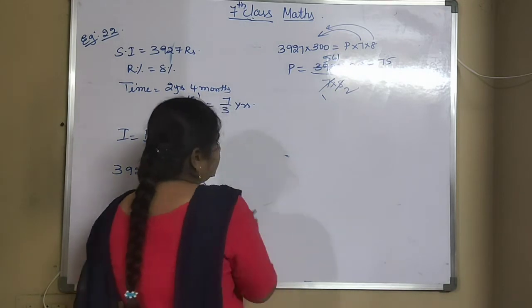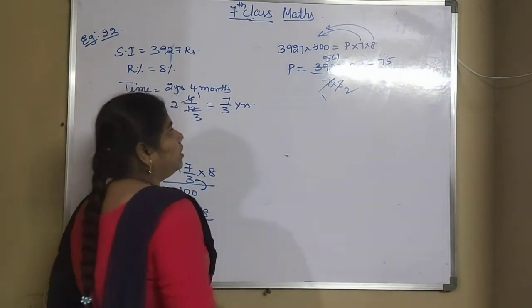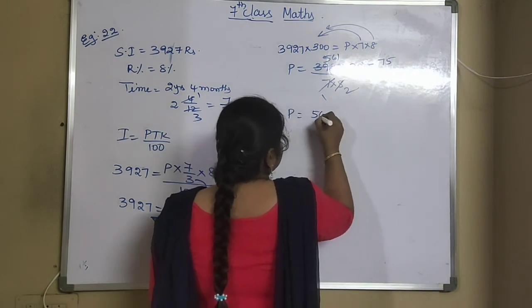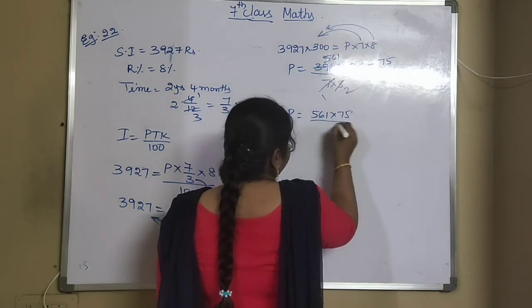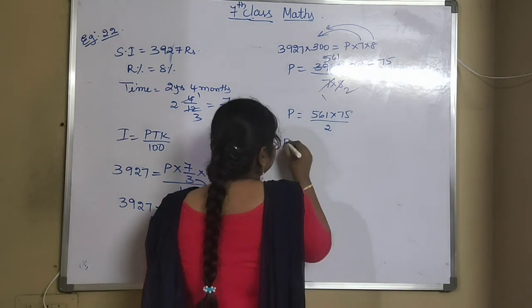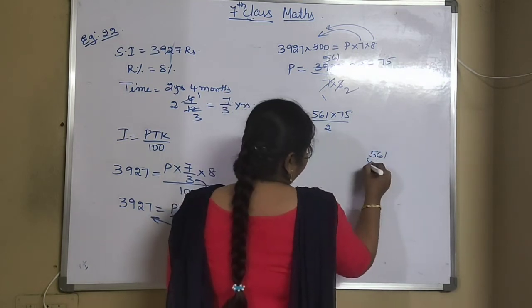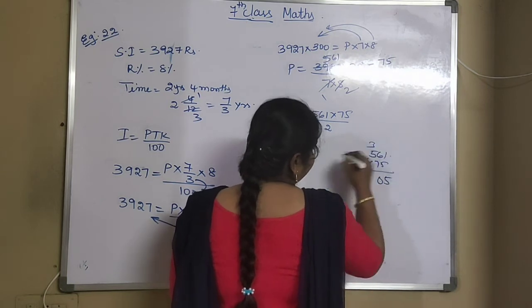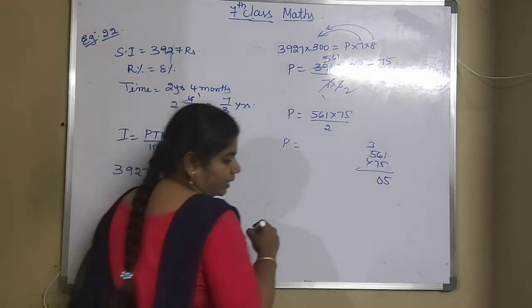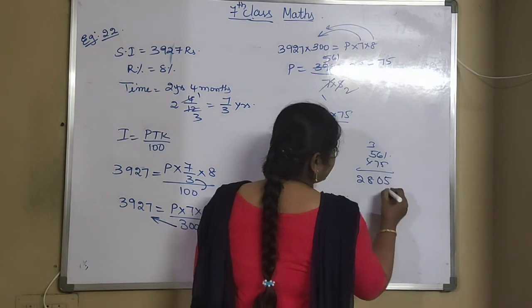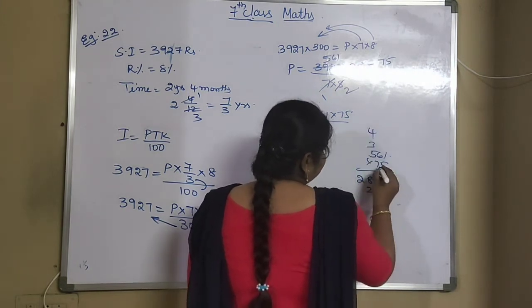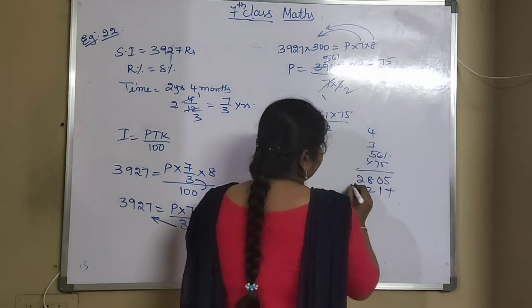So yes, that is 7 ones are 7, 7 fives are 35, 7 sixes are 42, and it will be 3,927. So now multiply and divide this: 561 into 75 divided by 2. Multiply these two terms, that will be 561 into 75. 5 ones are 5, 5 sixes are 30, 5 fives are 25. 25 plus 3 will be 28. 7 ones are 7, 7 sixes are 42, 7 fives are 35, 35 plus 4 will be 39.